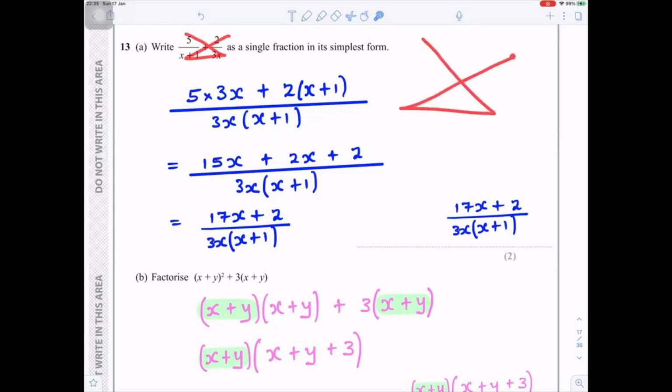The upside down table. If a table is like that, the upside down table is like that. So you're multiplying 5 times 3x plus 2 times x plus 1 divided by 3x times x plus 1. Now you multiply 5 times 3x is 15x. 2 times x is 2x. 2 times 1 is 2. Collect the like terms. 15x plus 2x is 17x. 17x plus 2 divided by 3x bracket x plus 1. And that's your answer.